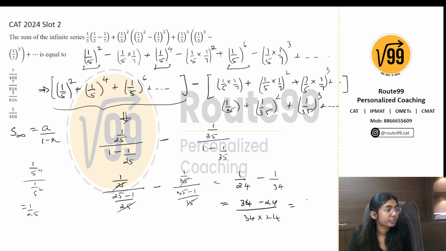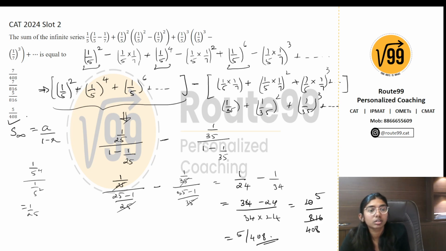This will be 10 upon 34 multiplied by 24, which is 816. If you simplify this, this becomes 5, and if you divide this by 2, you will get 408. So your final answer will be 5 upon 408, which is your fourth option.